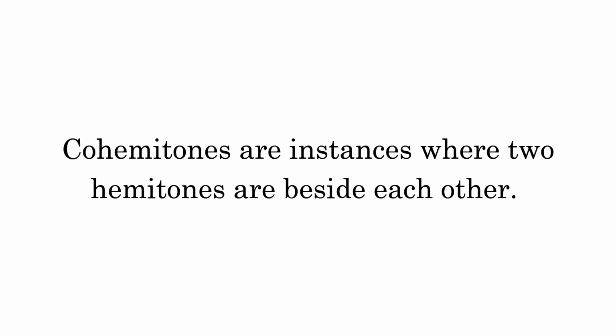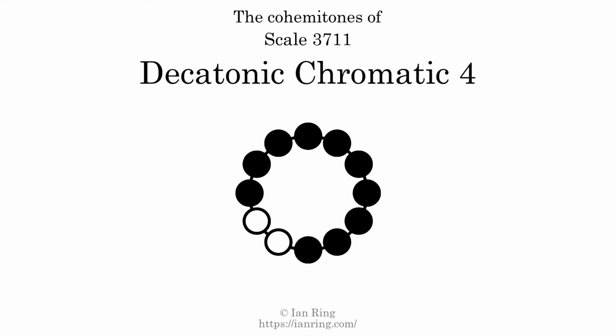Cohemitones are instances where two hemitones are beside each other. This scale has 8 cohemitones. They are at positions here, here, here, here, here, here, here, and here.